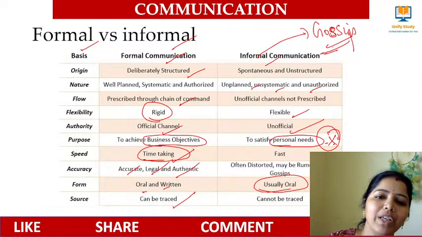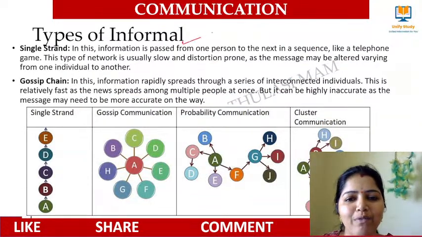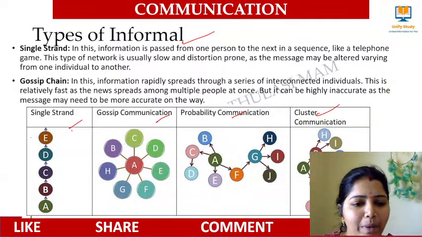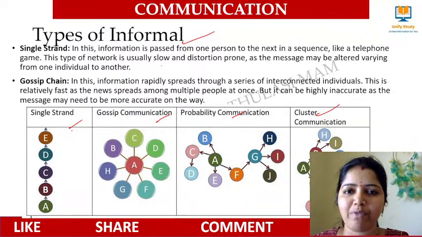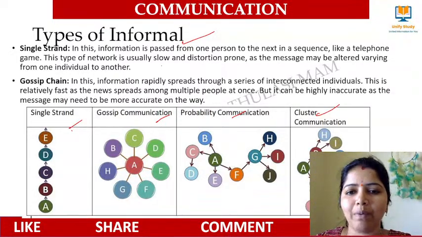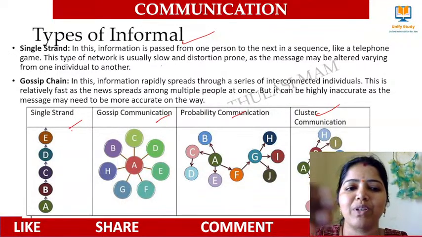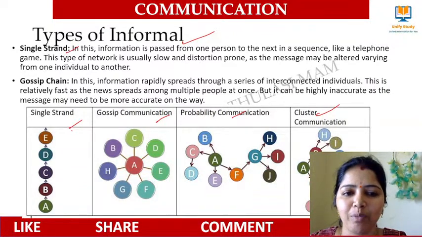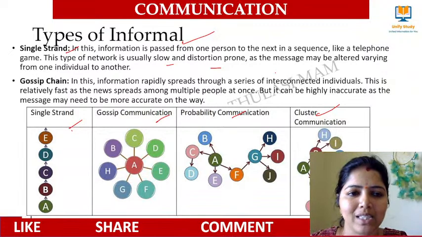Formal communication has its types, and informal communication has its types. These are the types of informal communication: single strand, gossip, probability, and cluster communication. Single strand means that after I get some information, I transfer it to one person, that person transfers it to another person, and that person transfers it to another. We call this single strand communication, like a telephone game. It is usually slow and causes distortion.